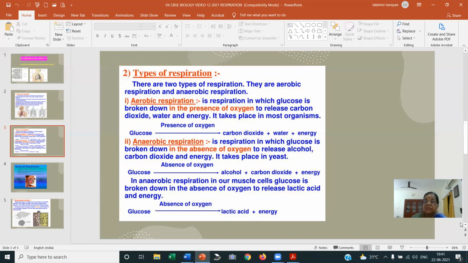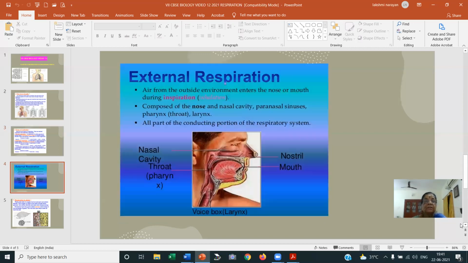The next one is external respiration. Whenever I get some reference books, I collect them. Right from first standard to the 12th, I have enough reference books. Sometimes when I refer to the respiration topic, whatever diagrams I feel are useful, I will share with you as an extra. This is extra, not in our book. A mini library.